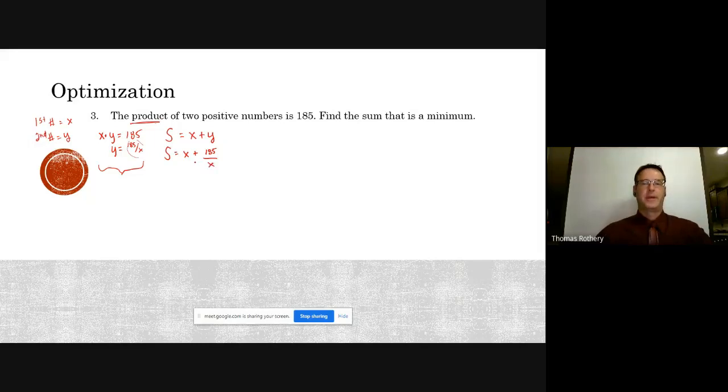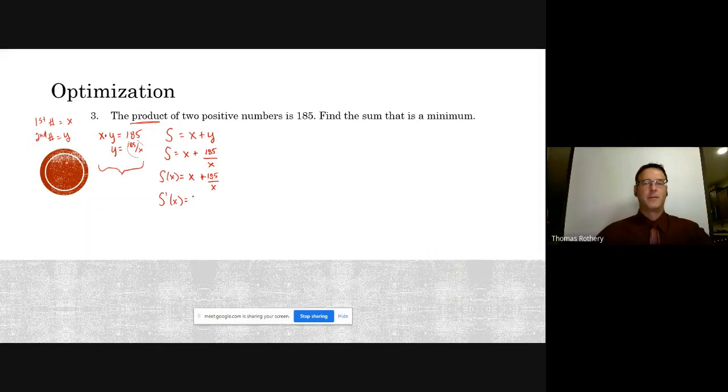Okay. All right, so now I have a function in terms of x that's represented by this formula that will help us determine a sum that adds up to 185. Sorry, a product that multiplies to 185, but it's in the form of a sum. All right, so like before, we'll take a derivative.